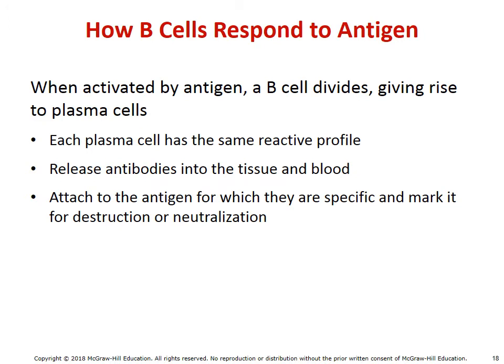Whenever we talk about B cells, though, again, B cells respond very differently. Whenever a B cell is activated by an antigen, the B cell will divide and give rise to plasma cells. Plasma cells would be, again, the effector cells. The plasma cells are ultimately going to allow for the production of antibodies. And those antibodies are what's going to circulate and look for the antigens to which they bind.